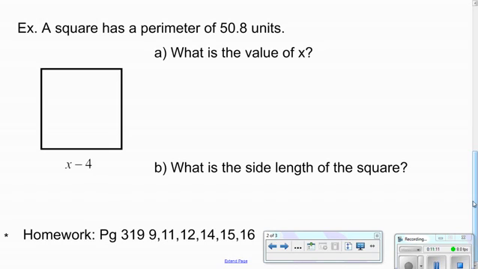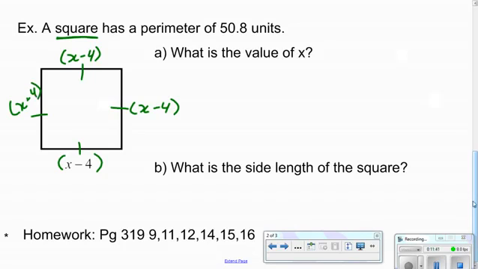So this one says a square. If it is a square, that's telling you a hint. All the sides are the same. It has a perimeter of 50.8 units. So if we added up all the side lengths, we get 50.8. So if this side is x minus 4, this side is also x minus 4, and this side is also x minus 4.